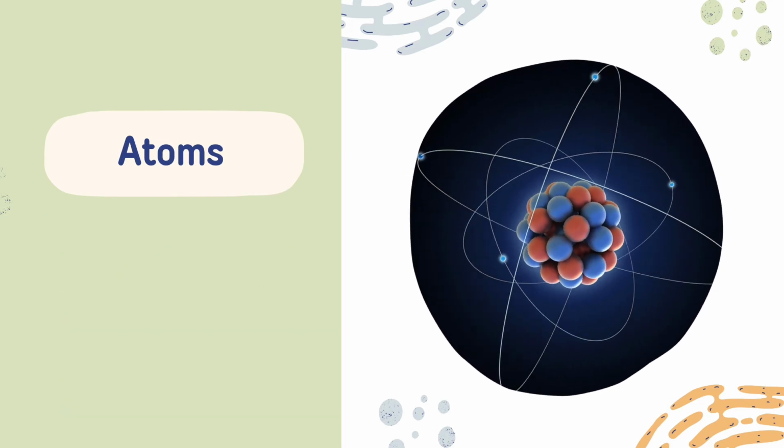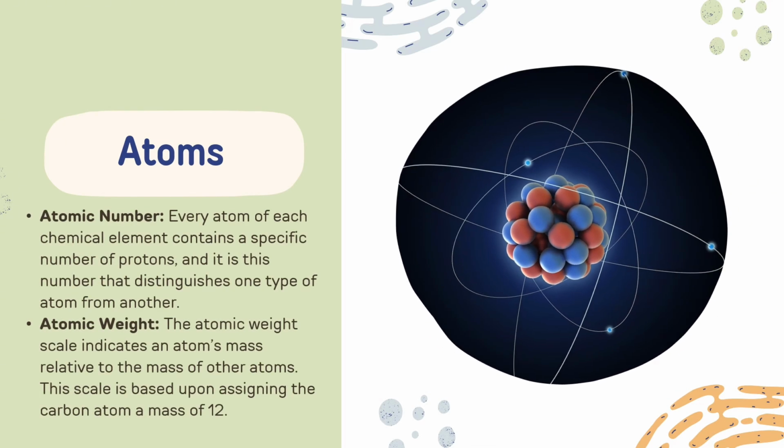Now let's discuss atomic number and atomic weight. Every chemical element is identified by its atomic number. That is the number of protons in its nucleus. The atomic weight, on the other hand, measures the mass of an atom relative to others. For example, the carbon atom has an atomic weight of 12.